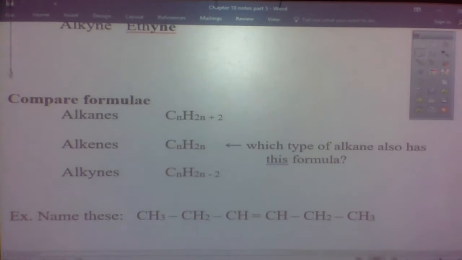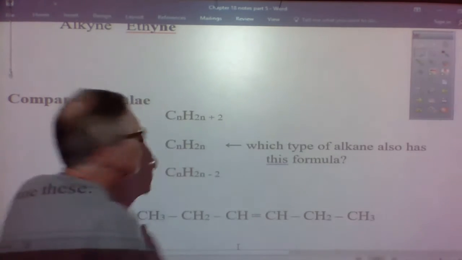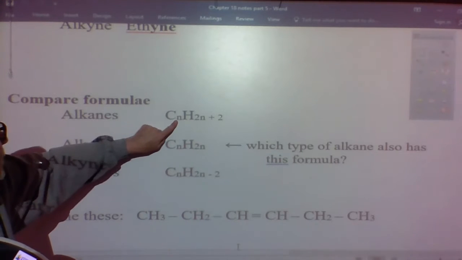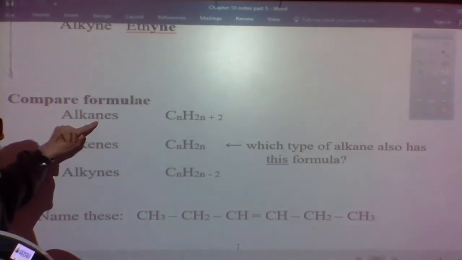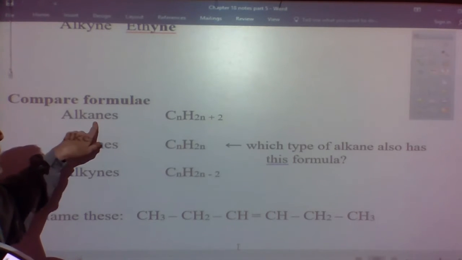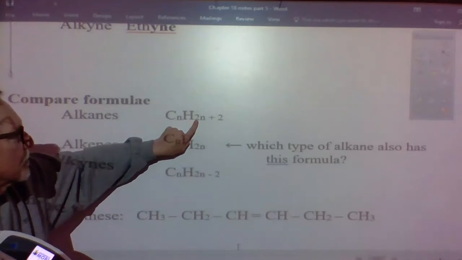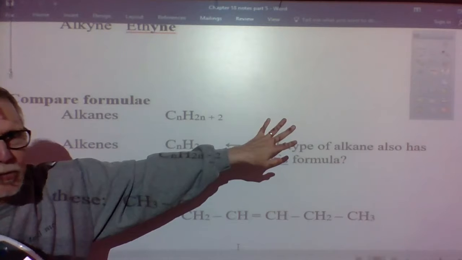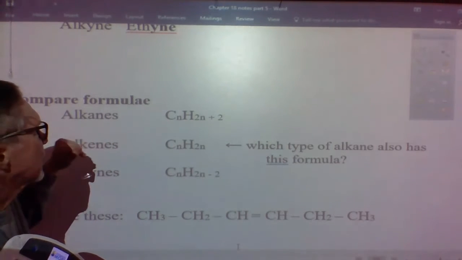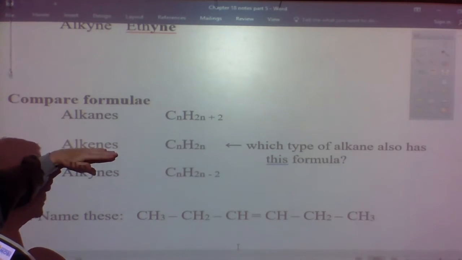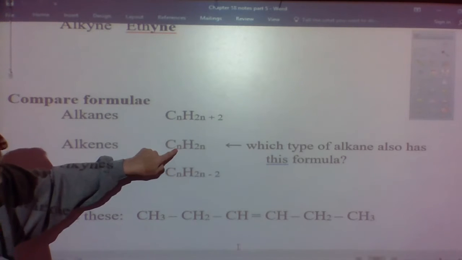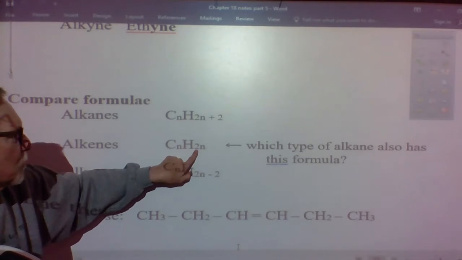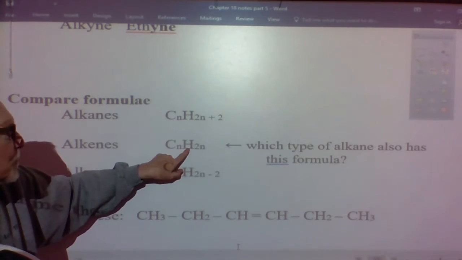Let's look at the general formula for each of these. This we've already dealt with. So you take your number of carbons for an alkane, for saturated hydrocarbons, you double it and add 2. That plus 2 takes care of the H3s at the end of any molecule, like that. Alkenes is going to be the number of carbons times 2, and that's the number of hydrogens.